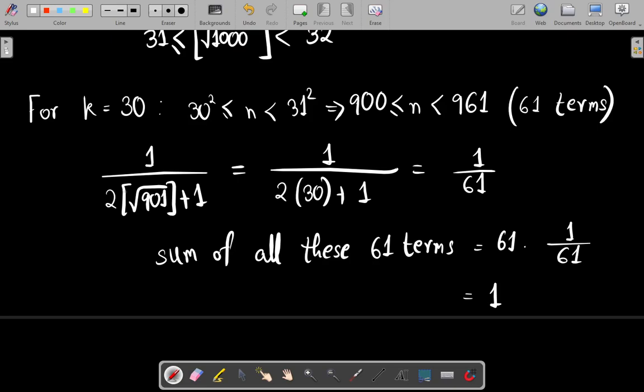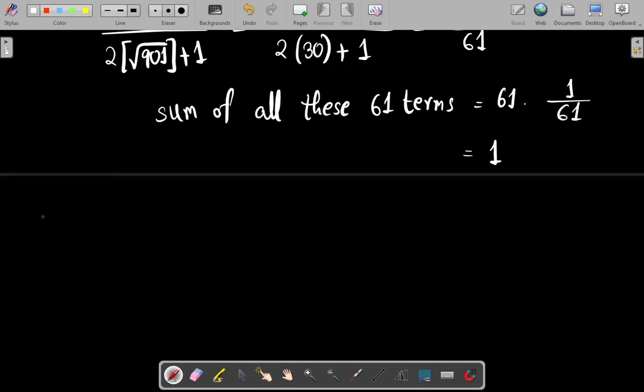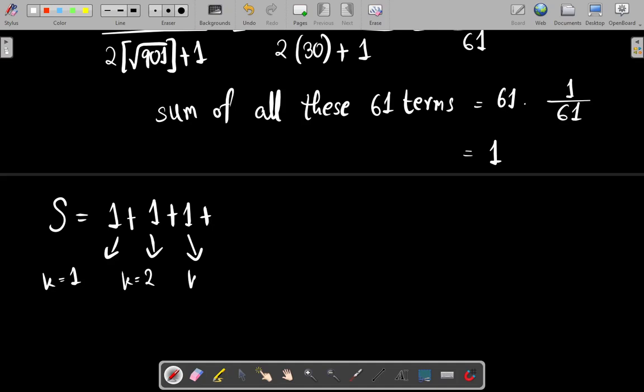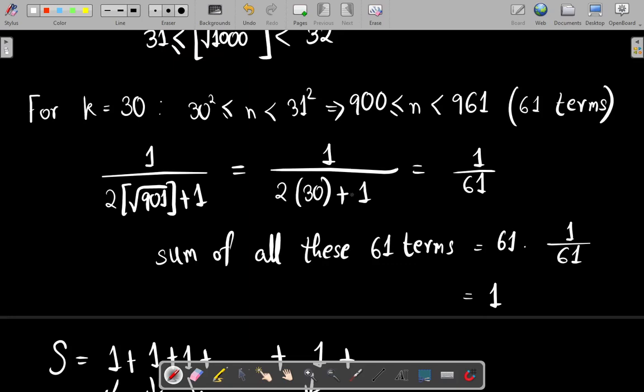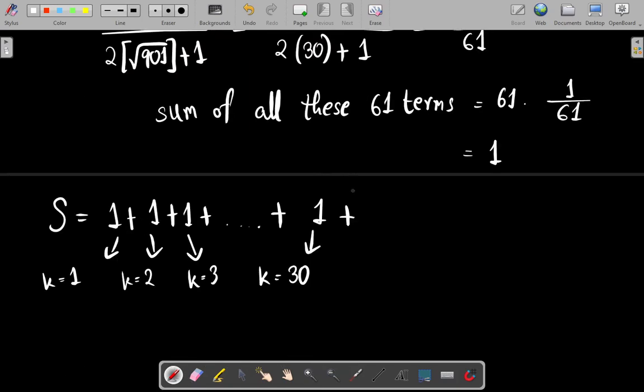So this is 1. So we see there are 30 terms here, k equal to 1, k equal to 2, k equal to 3. We are getting S equal to 1 plus 1 plus 1. This is for k equal to 1. Let's say this is for k equal to 2. This is for k equal to 3, right? And this goes on up to k equal to 30. Okay, so we are getting 30 here. And for k equal to 31, we have to look separately, plus some extra terms. So this 30 is confirmed.